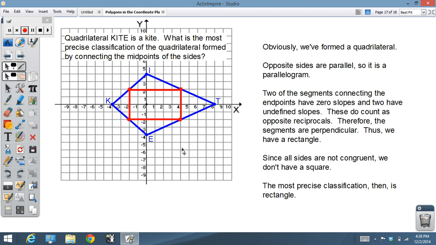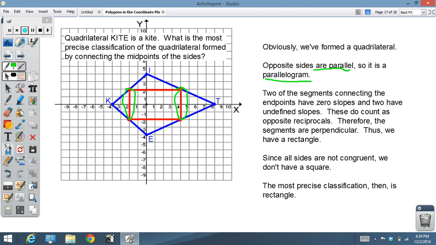Again, don't trust your picture, but we can check out certain things that we know, right? Opposite sides are parallel. We have a zero slope and a zero slope. All run, no rise. And over here, on the other hand, we have an undefined slope. All rise, no run. Same with that one. So, therefore, opposite sides are parallel. We know it's a parallelogram.